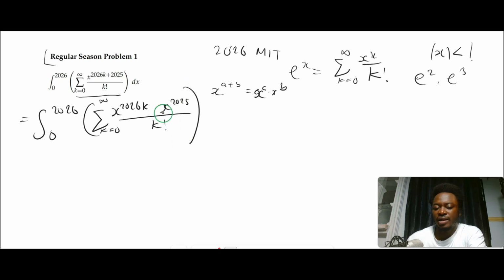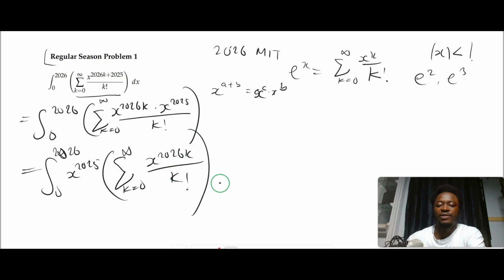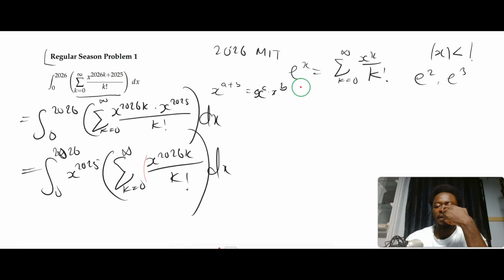Now here, this does not depend on k, because this sum only deals with k, so we can actually pull this out of the sum, and you will get the integral from 0 to 2026 of x to the 2025, and then you get the sum as k runs from 0 to infinity of x to the 2026k, all divided by k factorial. And if you look, of course, we are forgetting our dx. Now if you look closely, you will notice that this sum resembles e, except that in this case we replace x by x to the 2026.